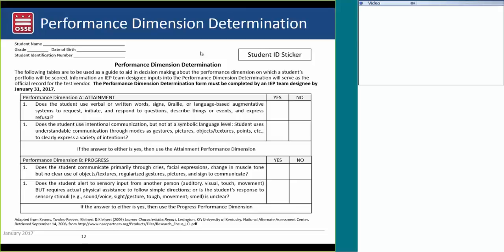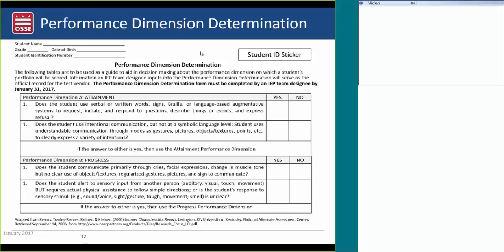We are using this form to determine how to score the performance dimension for all the entries. There's two categories here, performance dimension A for attainment and performance dimension B for progress. If you answer yes to the questions for performance dimension A, you will not be answering yes to the questions for performance dimension B. So let's go through this and make sure everyone understands what the difference is between these two classifications, and then I'll tell you why it's important.